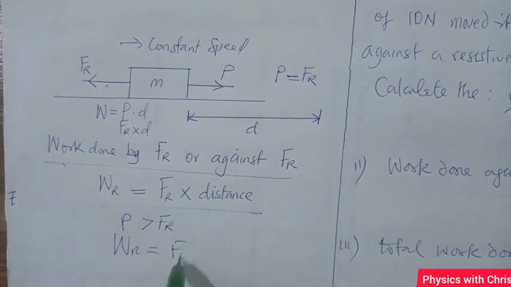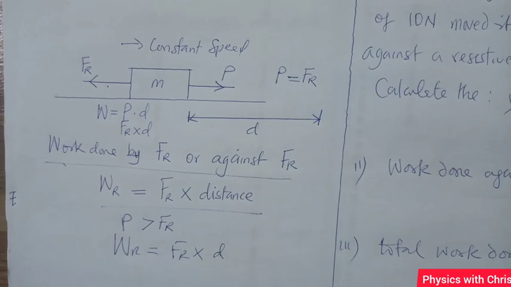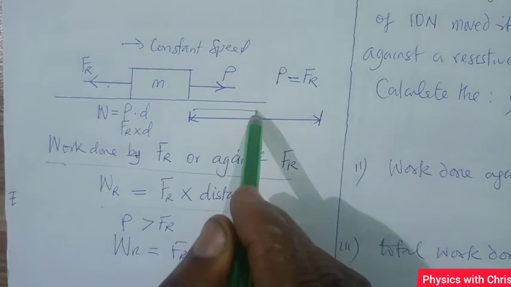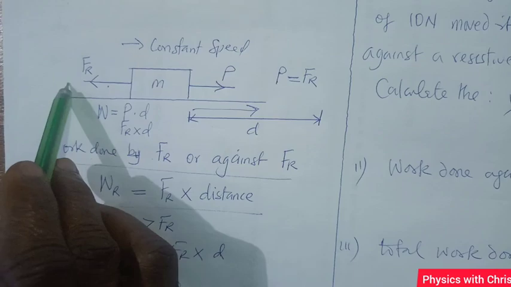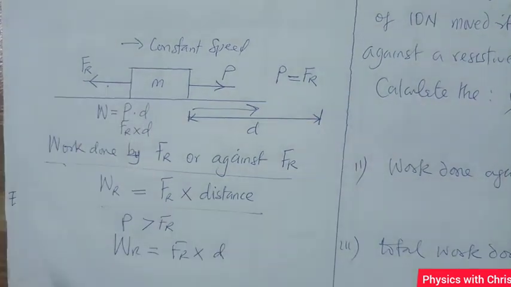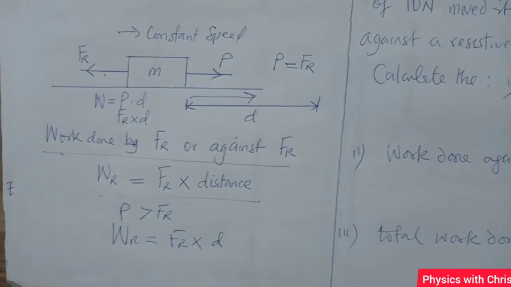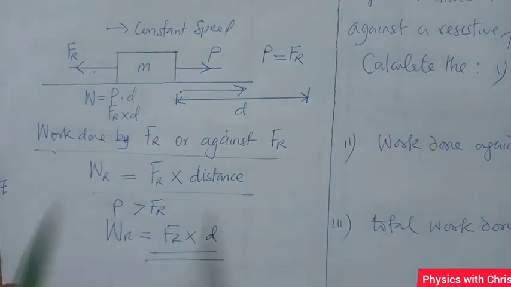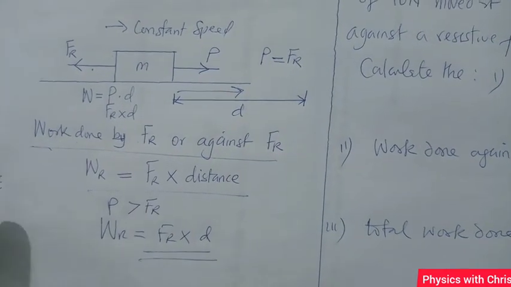It's going to be frictional force multiplied by the distance moved against the direction of the friction, because actually this block moved this way and frictional force is acting this way. So the distance is in the opposite direction to the direction of the frictional force, as you can see there.